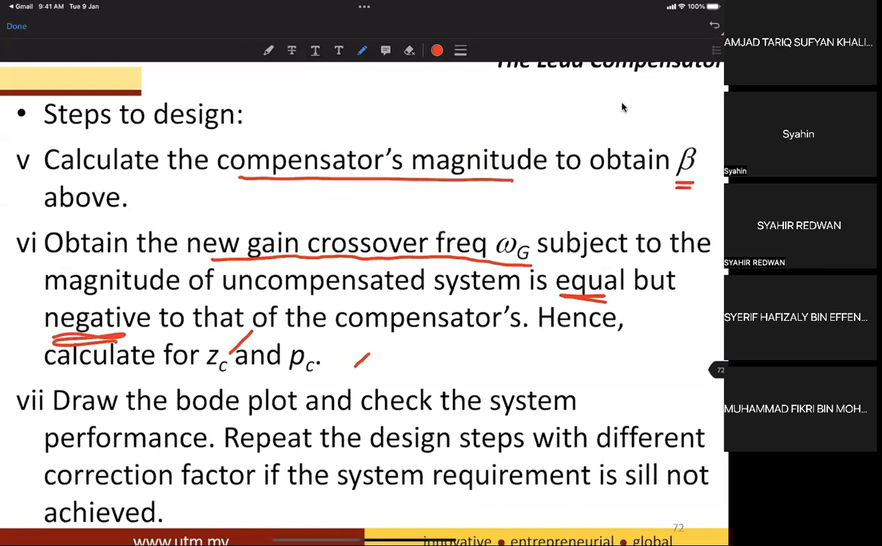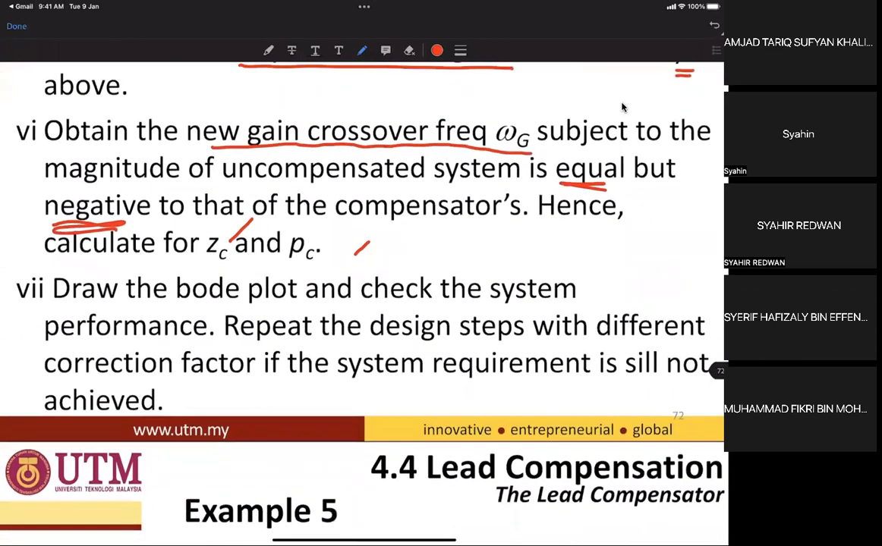Then draw the Bode plot. This one is more towards verification and validation, to check whether the spec design has been fulfilled or not. If not fulfilled, just repeat the design. That is the algorithm or flowchart.